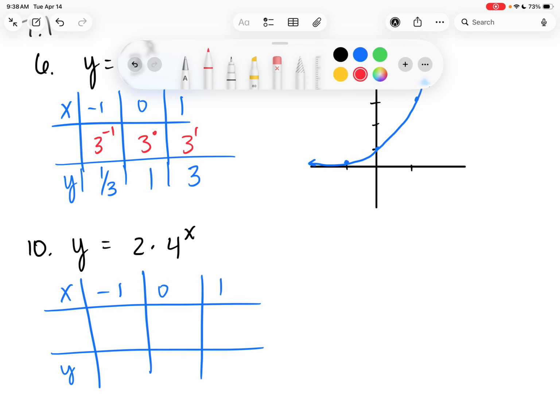So now what I have is 2 times 4 to the negative 1. So that 4 to the negative 1 becomes what? 1/4 times 2? 1/2. And then I've got 2 times 4 to the 0. Just 2. And then I've got 2 times 4 to the 1. 8.